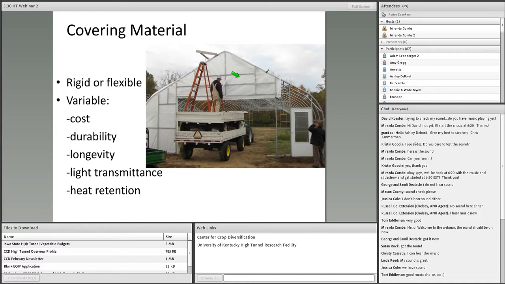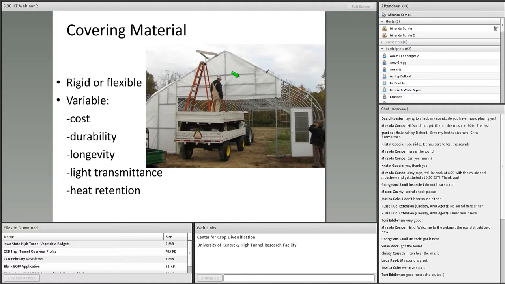When you're thinking about covering materials in general, cost is something that always comes up. What's the durability of it? Are you going to be able to get 3 to 5 years out of it? Is there a possibility you can get more time out of it? The other thing to think about is light transmittance, because not all covering material lets the same amount of light through. A lot of times the thickness or the components the material is made of are going to dictate the transmittance of the light. And then lastly, heat retention. Generally speaking, thicker materials are going to have greater heat retention.